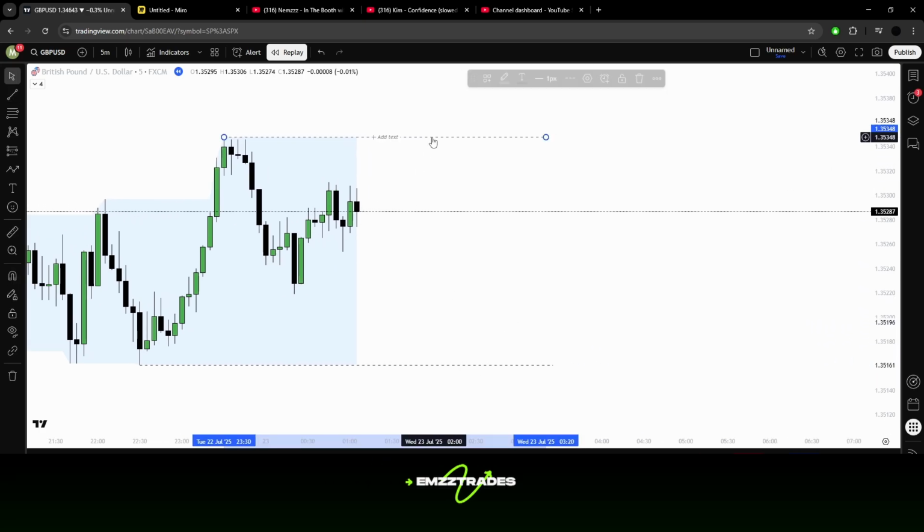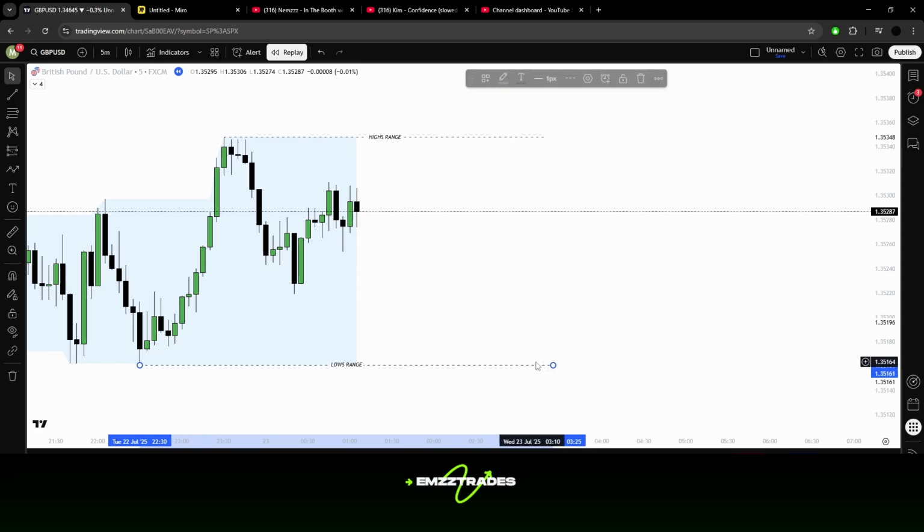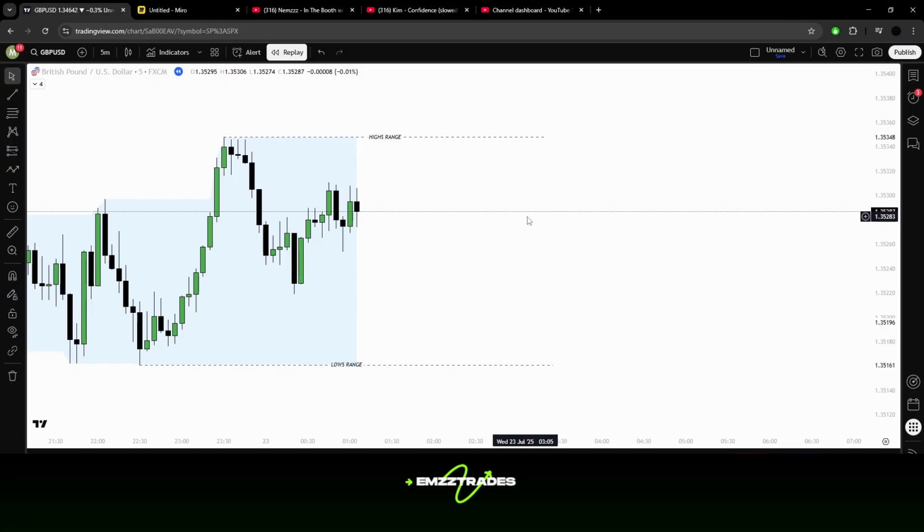And what I need to do after marking out my highs range, so this is the highs range right here, and also marking out my lows range, as you can see, this is the lows range right there. As soon as I mark out the highs range and the lows range, I need to pay close attention, because we need to identify which part of price actually gets liquidated first. Is it the highs or is it the lows?